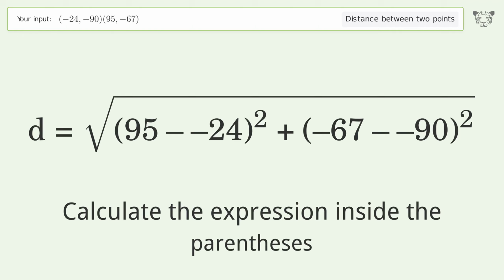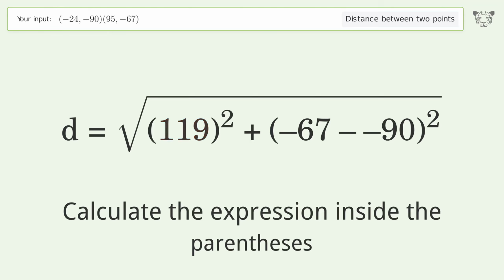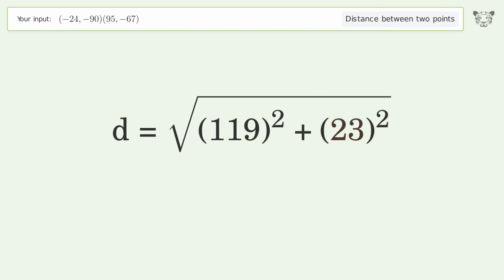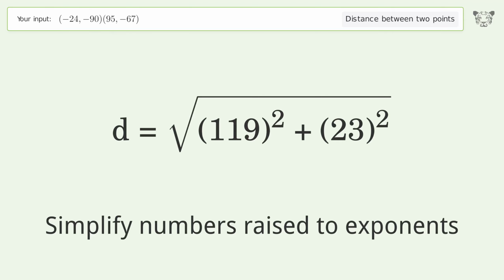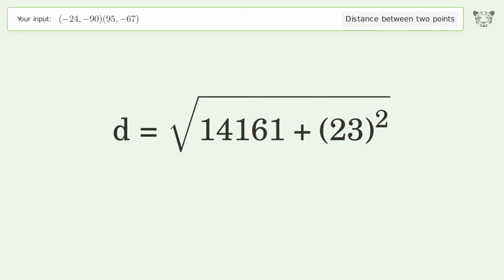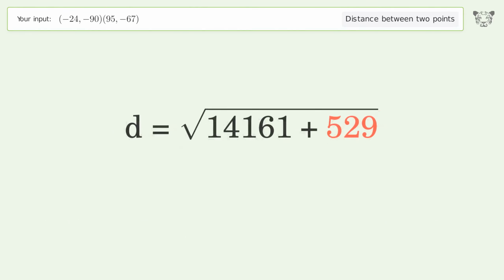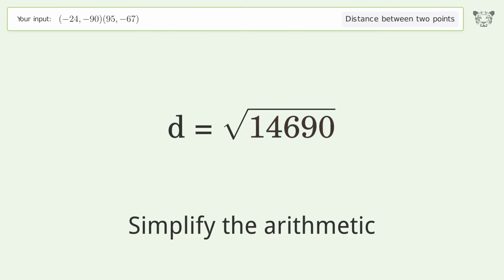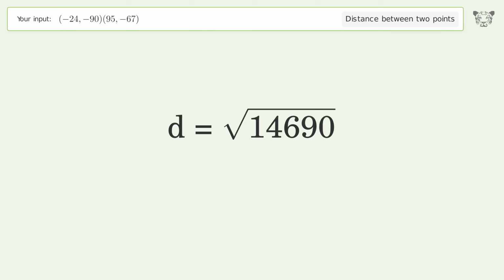Calculate the expression inside the parentheses. Simplify numbers raised to exponents. Simplify the arithmetic. And so the distance between the 2 points is the square root of 14,690, or 121.202.